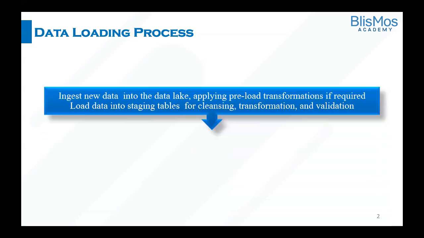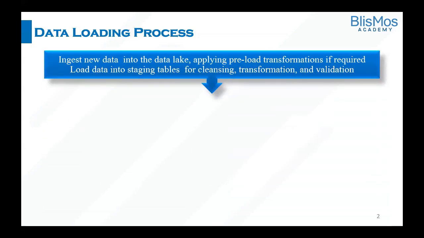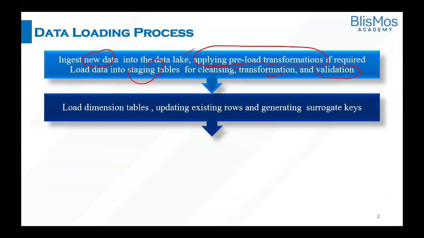If we have to consider the different important steps, one is, as Parvin said, you get the data from multiple sources. Like ingest the new data into the data lake, applying preload transformations if required, and load the data into the staging tables for cleaning, transforming, and validation. That is getting the data into one of the staging areas within the data warehouse or before the data warehouse. Once we do that, the sequence is to load the dimension tables, then update the existing rows and generate the surrogate key.